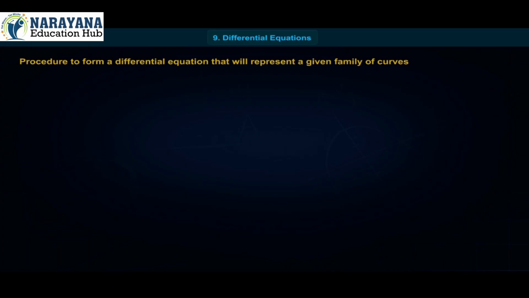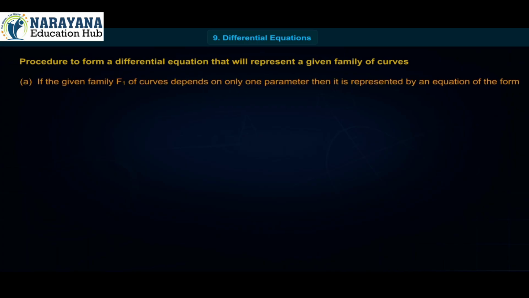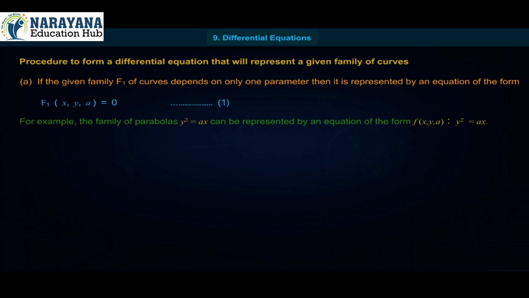Procedure to form a differential equation that will represent a given family of curves. A. If the given family f1 of curves depends on only one parameter, then it is represented by an equation of the form f1 of x, y, a is equal to 0, equation 1. For example, the family of parabolas y square is equal to ax can be represented by an equation of the form f of x, y, a, where y square is equal to ax.